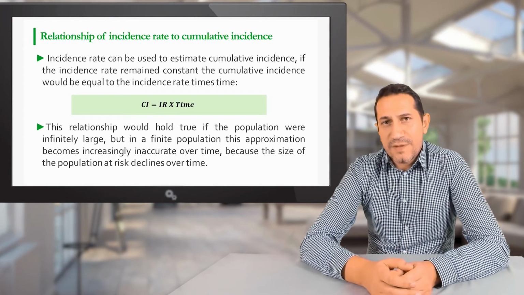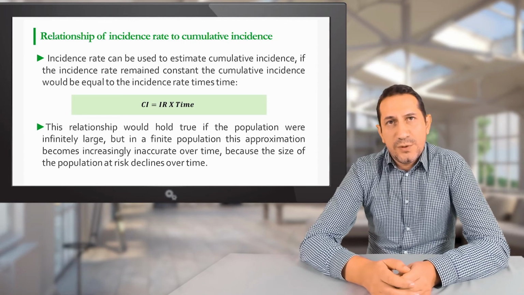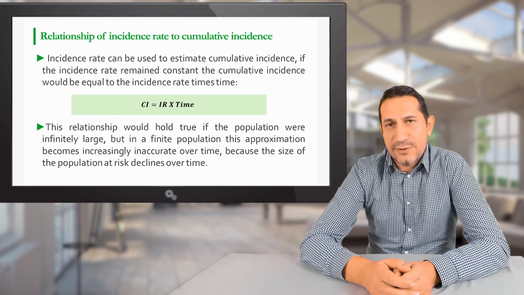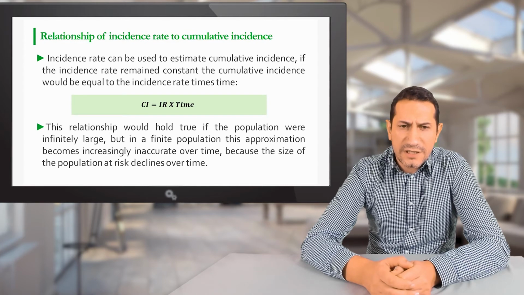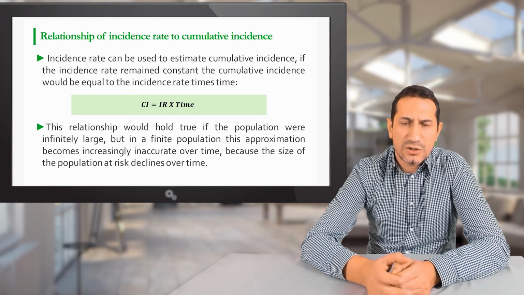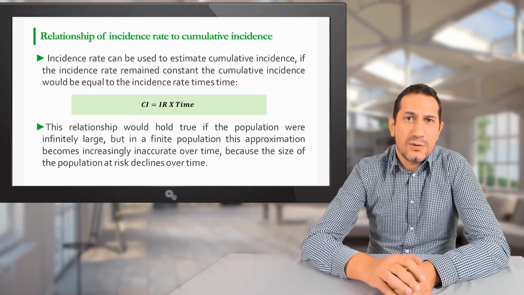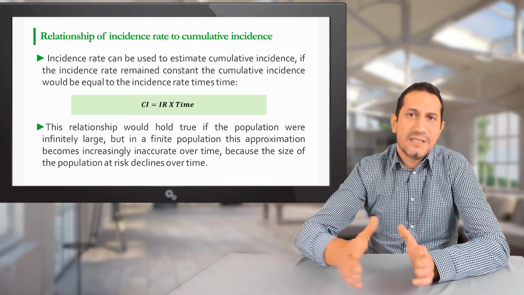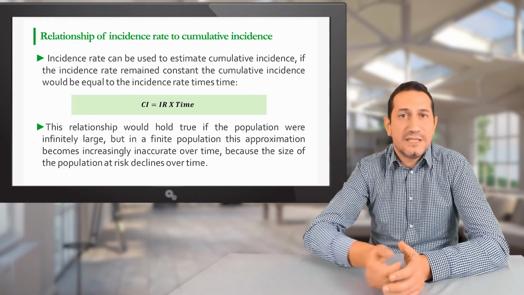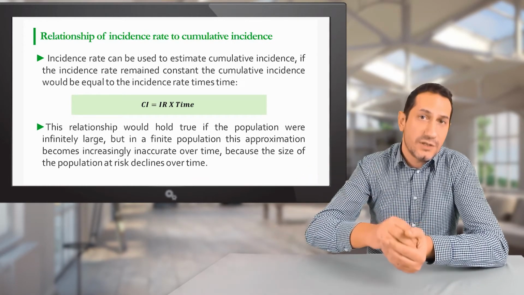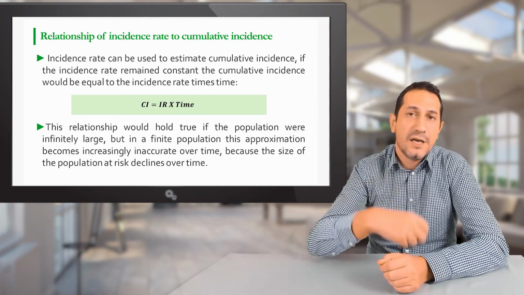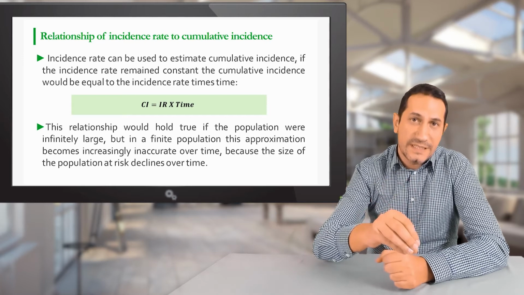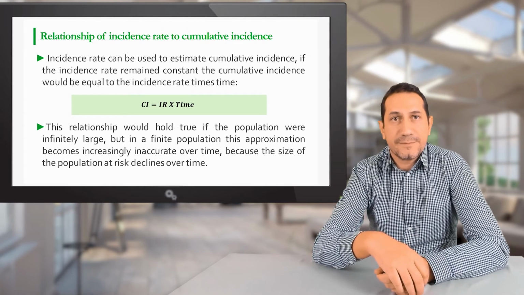But apart from that, there is also a relationship between the cumulative incidence and the incidence rate. In the cumulative incidence, time is not used in the calculation, even though it's taken for granted, because we say the cumulative incidence happens over a period of time, but the time itself is not used in the calculation. On the other hand, time is a component of the calculation of incidence rate, in the denominator.